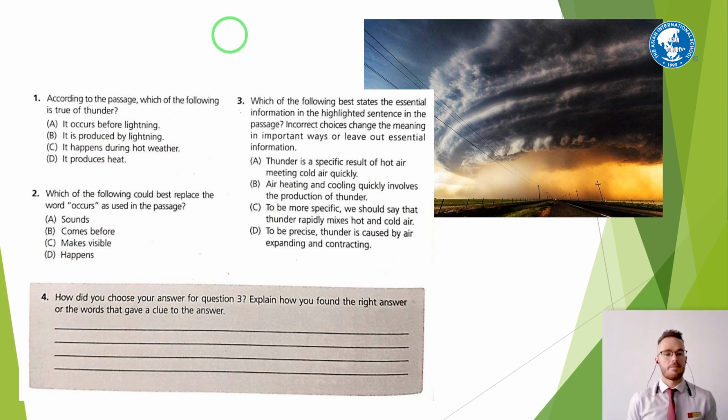Number 1, according to the passage, which of the following is true of thunder? The answer was B. It is produced by lightning. Okay, you can see that in the second line of paragraph 2. It is thunder, therefore, is produced by lightning.